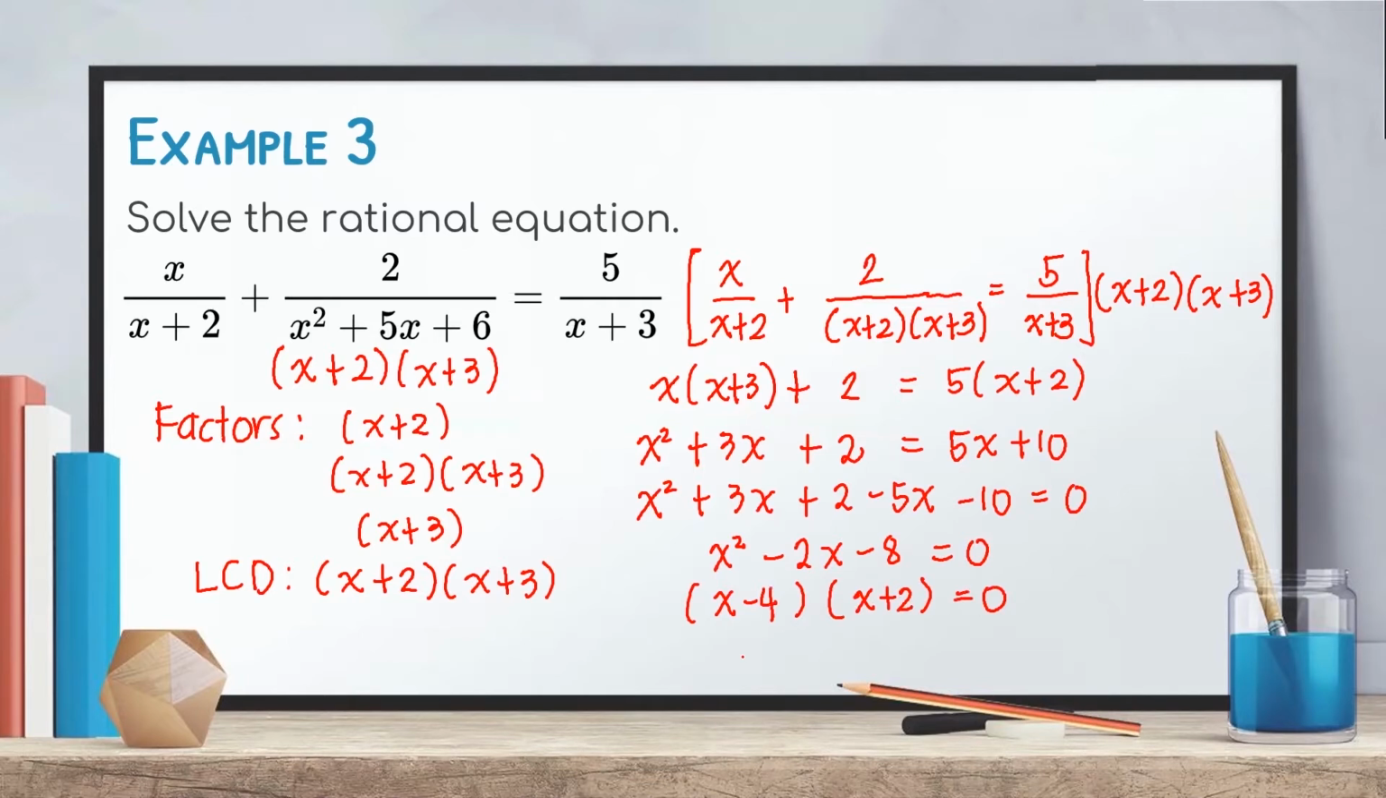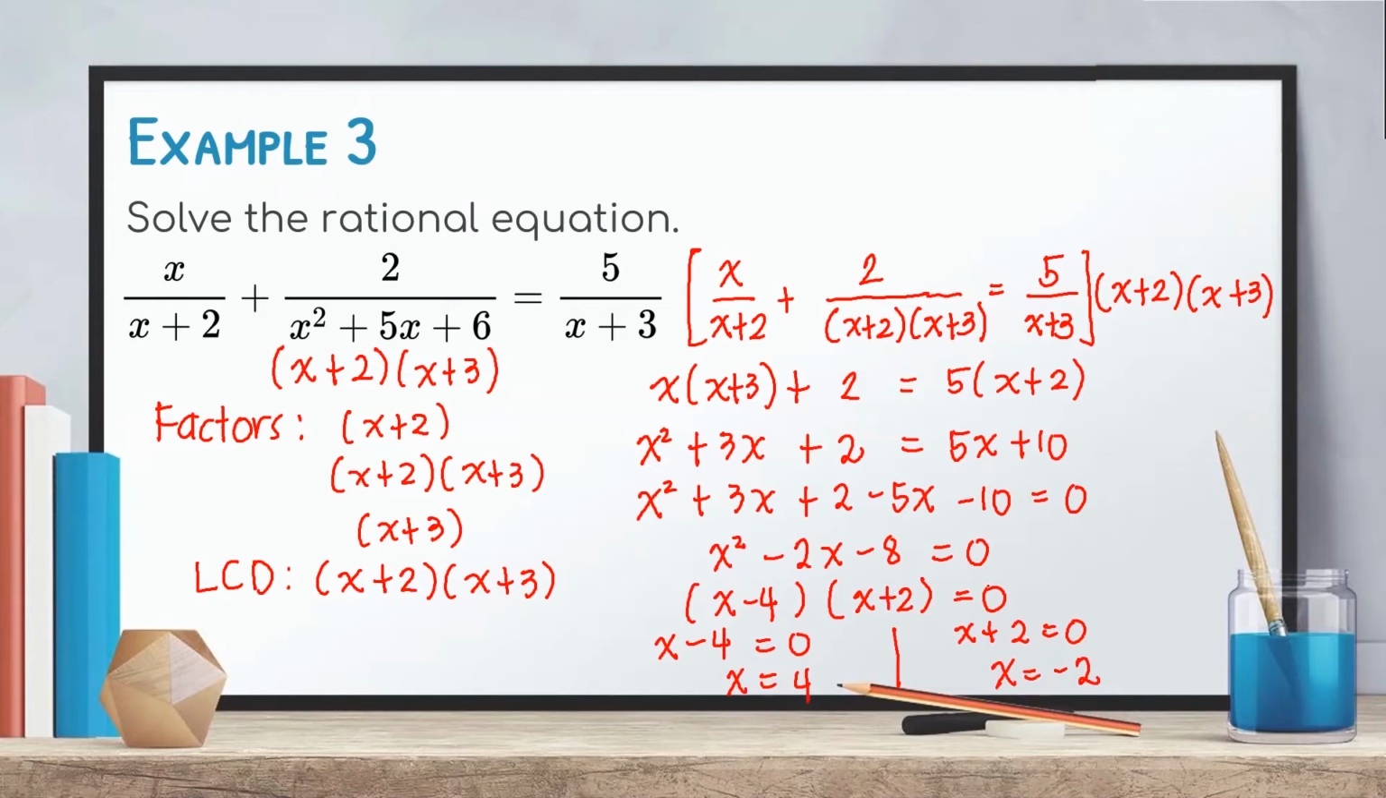Next, we need to equate both factors to 0. So therefore, x minus 4 equals 0 and x plus 2 equals 0. To solve for the value of x, isolate the constant to the right side, giving us x equals 4 and x equals negative 2.